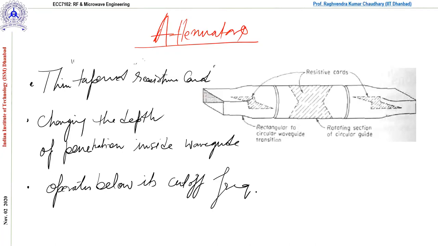So rotatory attenuators, you can see a picture here also. The rotatory attenuator is a more satisfactory precision attenuator. Okay. So we'll be talking about these things. Fine. Okay, so here you can see a picture actually.